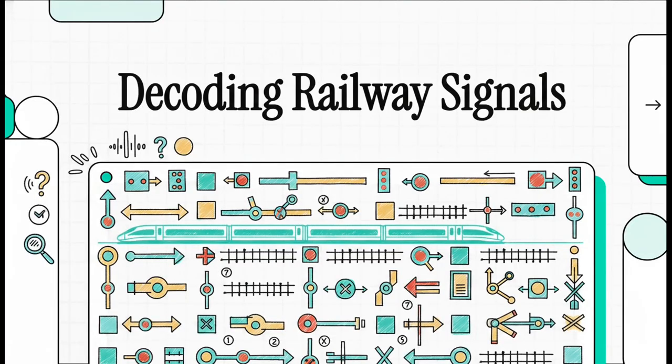I'm absolutely thrilled you're tuning in today because we're going to do something pretty incredible. We're going to decipher a secret, hidden language. It's a language spoken all over the world, but it's rarely understood by the general public. We're talking about the complex, highly specific visual alphabet that keeps massive, high-speed rail networks operating safely and efficiently every single day. So let's dive right in.